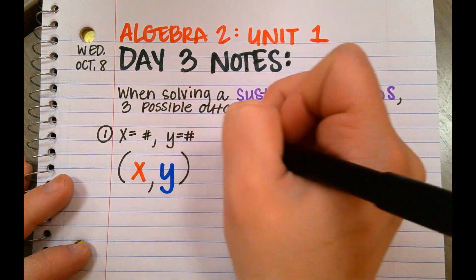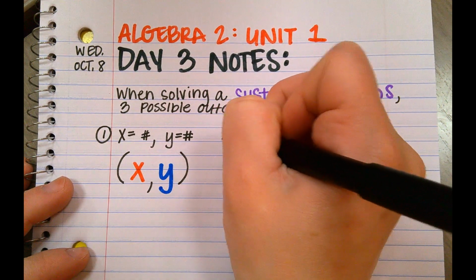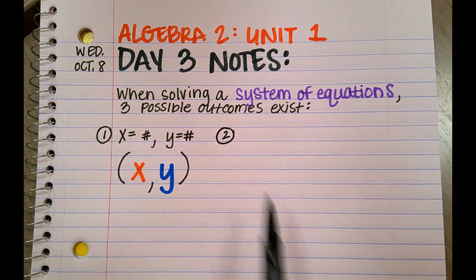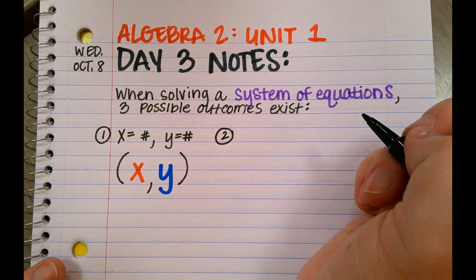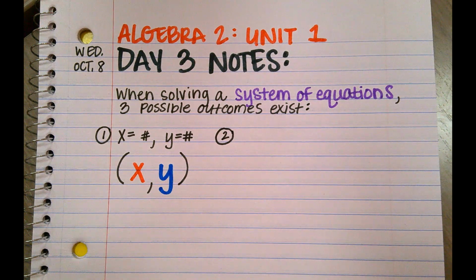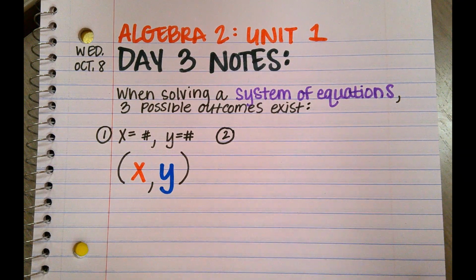Second outcome is when we get a statement that is not true, such as 0 equals 5. That's not true. Or 10 equals 40. It doesn't matter what the numbers are. If I get two numbers equal to each other that are not actually equal to each other, or if my x's and y's are eliminated, if they cancel out and there's none left, there's no solutions.